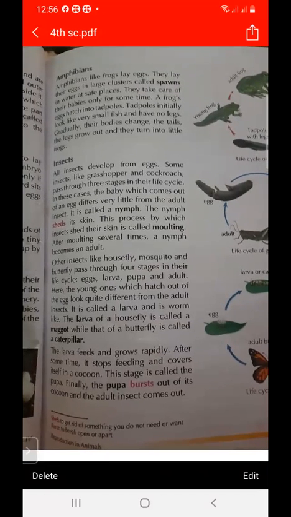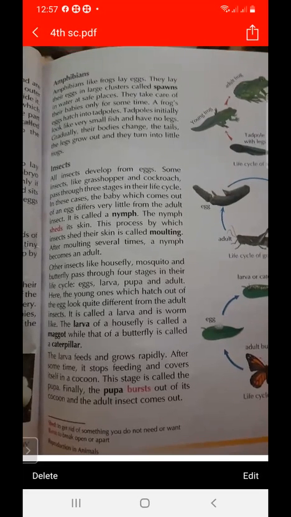They lay eggs in a large cluster form. This is called spawn. These spawn are converted into tadpoles, and these tadpoles are converted into adult frogs. So this is the amphibian.